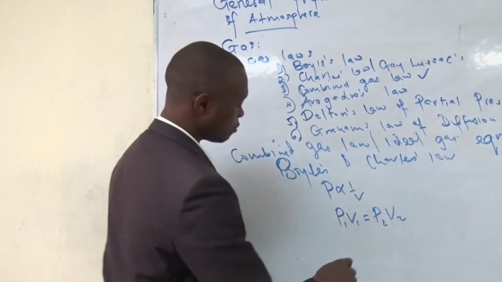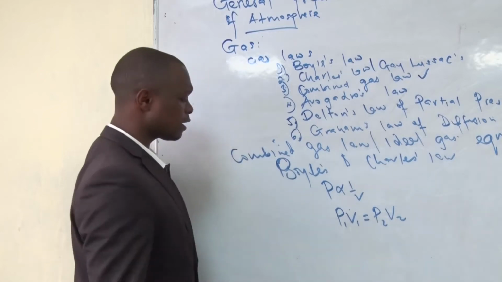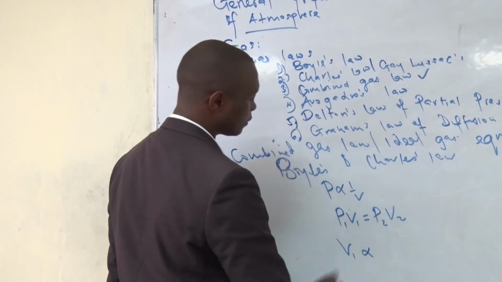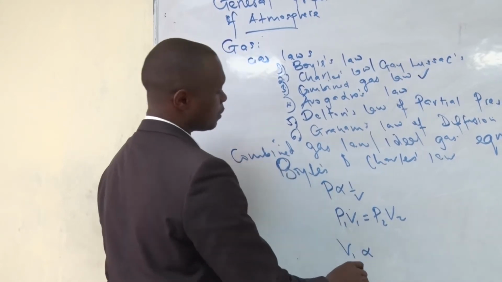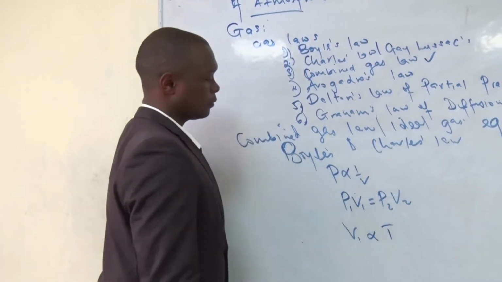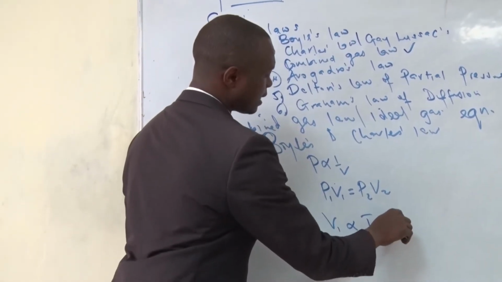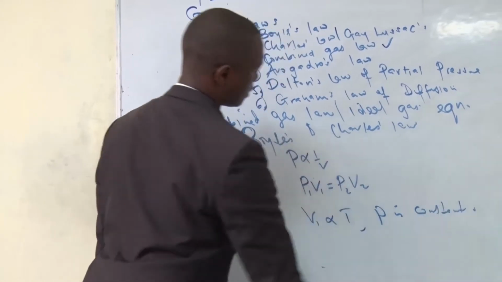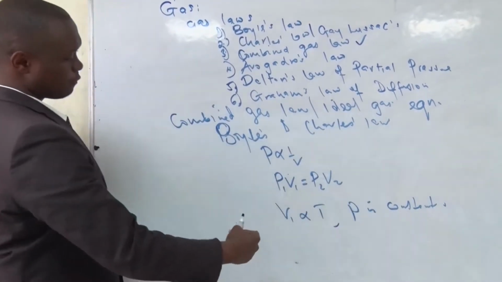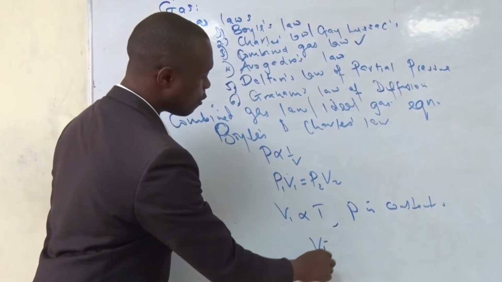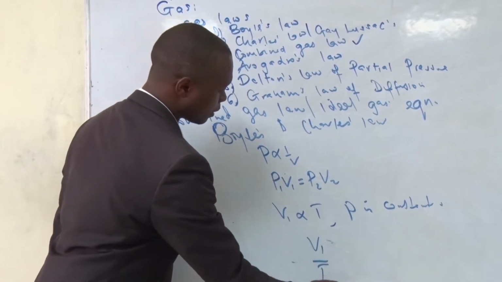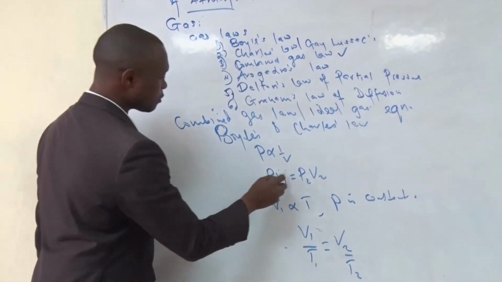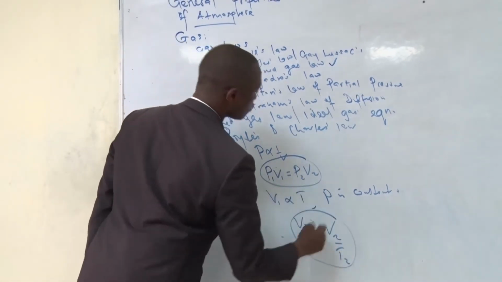Now, for Charles' law, we say that the volume of a fixed mass of a gas is directly proportional to the temperature. Here, we say that pressure is constant. In our expression for the formula, V1 over T1 is equal to V2 over T2. So we want to combine this with this.